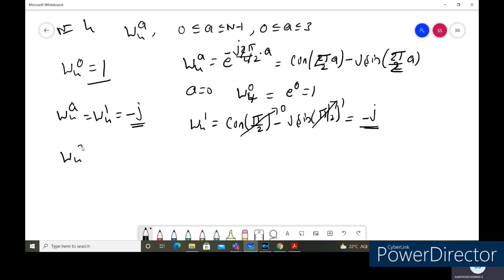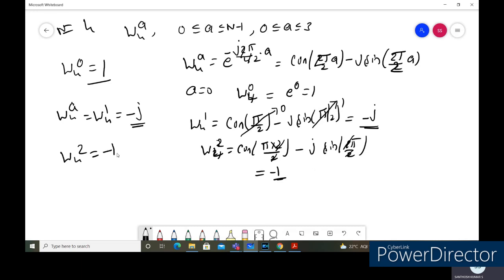Similarly, let us find the value for omega 4 to the power of 2. The value of a becomes equal to 2 here. Let us substitute that one. So it is cos pi into 2 divided by 2 minus j sine 2 pi divided by 2. The 2 and 2 will get cancelled, here also. Cos pi is nothing but minus 1, already we have seen that one, and sine pi is nothing but 0. So this will become equal to minus 1. We got the value for omega 4 to the power of 2 equal to minus 1.